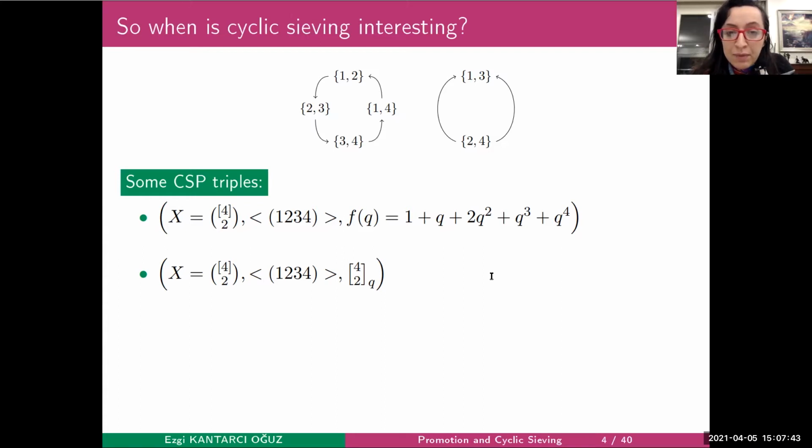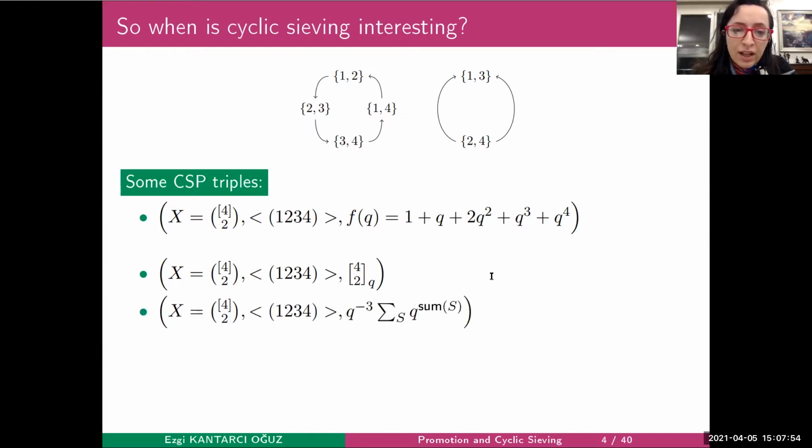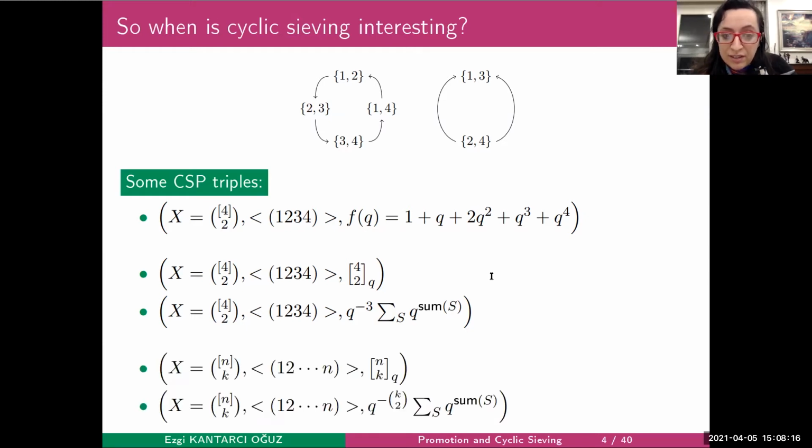Or maybe we can look at a statistic on these subsets. So one statistic we can look at is the sum of the entries in each set. And it turns out that also works. These are actually the same polynomial. So if we look at the sum of each subset and sum them up, and we just multiply by a power of q, we get a cyclic sieving property. So these two are more exciting, and it becomes more exciting if it generalizes, like if we can do the same thing for n and k.